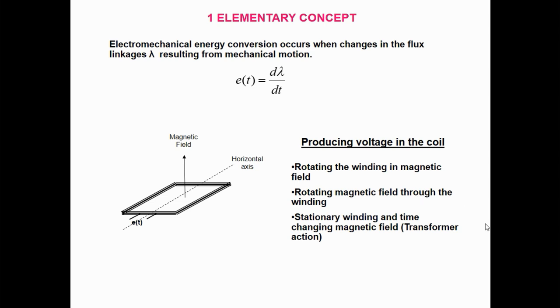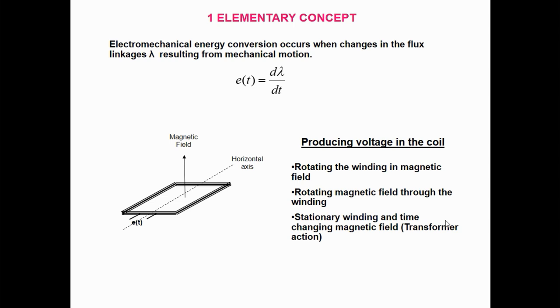So here I have written rotating the winding in a magnetic field, and rotating magnetic field through a winding. This is a stationary field with a rotating armature, and this one is a rotating field with a stationary winding, and then a time changing magnetic field, which we saw in the case of a transformer. Here you should note that in a few machines like the AC commutator motor, we have both dynamically induced EMF as well as induced EMF due to transformer action.